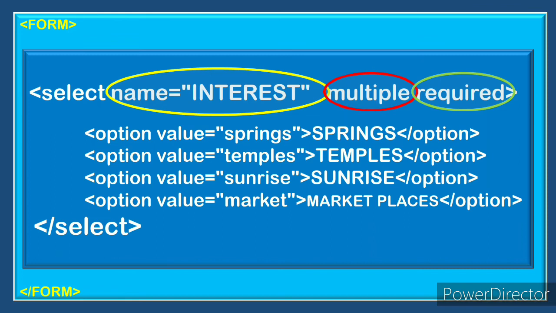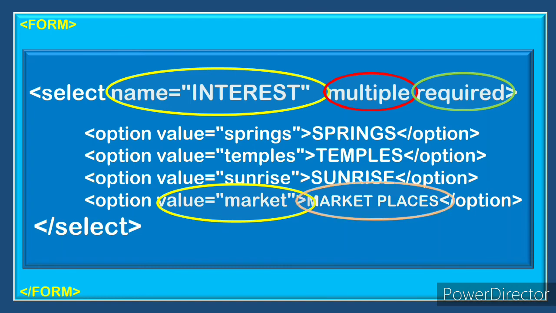So with select, name should obviously be there because this is the name of the particular list box group, but along with it, if you want to add multiple, that means you are allowing somebody to choose multiple options from that. And there is another keyword, with a space in between both, required. That means this is a mandatory field. So in a form, you cannot press submit until you select at least one of them. So just to make a mandatory entry in a particular drop-down list, you have to use the keyword required.